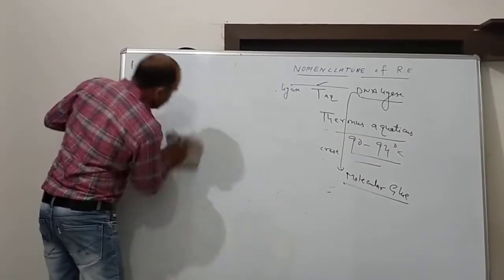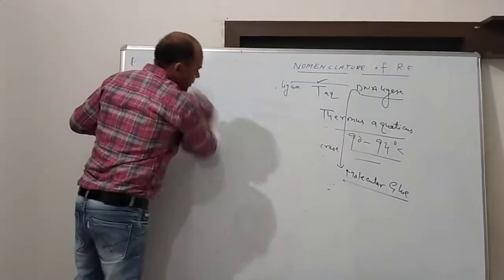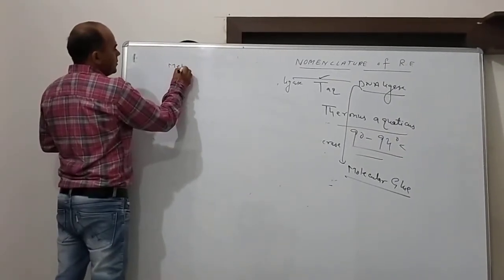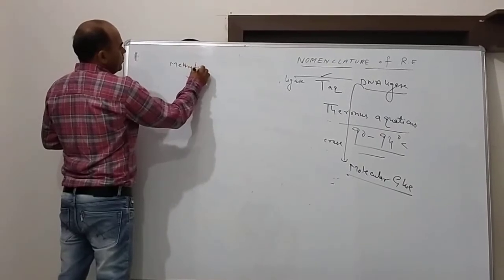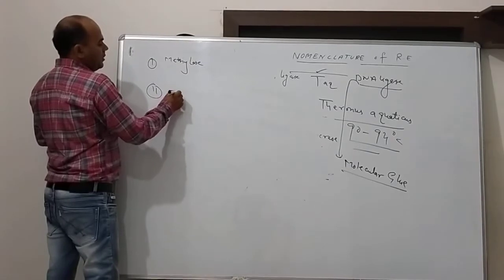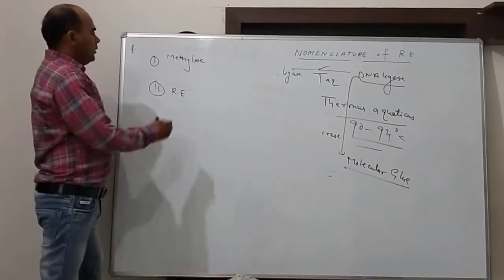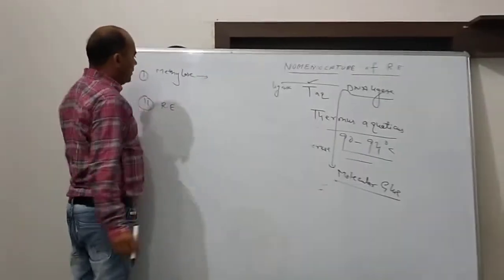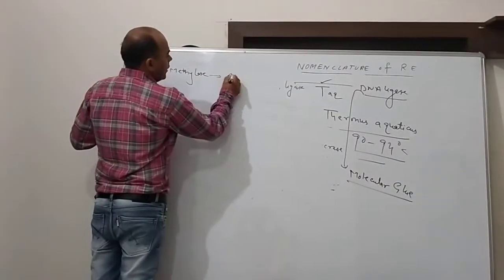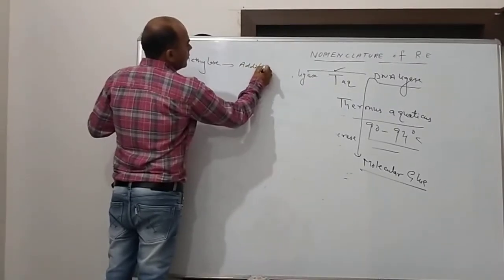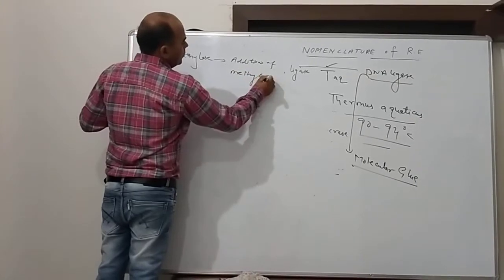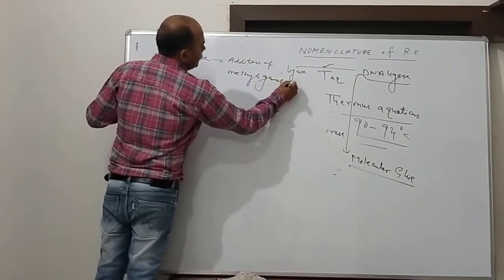The first one is called methylase. One enzyme is called methylase. Another enzyme is called restriction enzyme. Methylase: what is the role of methylase? It helps in the addition of a methyl group to the DNA.